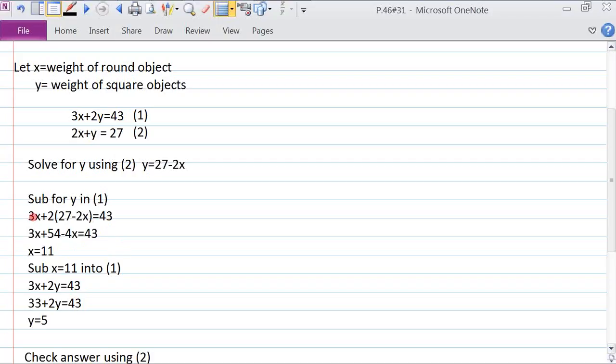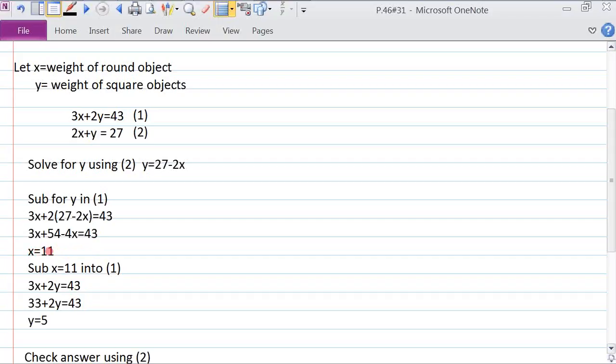And now we remove the brackets. 3x plus 2 times 27 is 54. 2 times minus 2x is minus 4x. And the right stays as 43. 3x minus 4x is minus x. And 43 minus the 54 is minus 11. So if minus x equals minus 11, x equals 11.